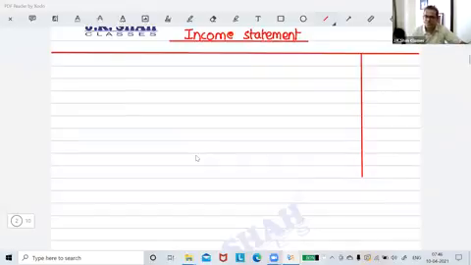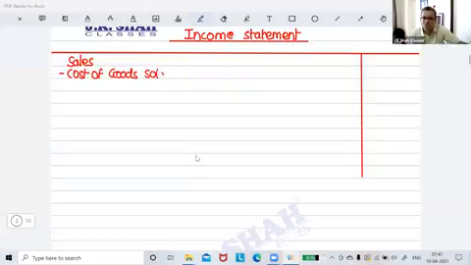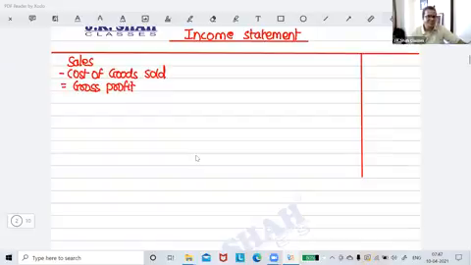So obviously it's an income statement, so we'll start from what? Start from sales. Okay. Sales minus cost of goods sold gives us what? Gross profit. I hope you all know this. Okay. Less what?